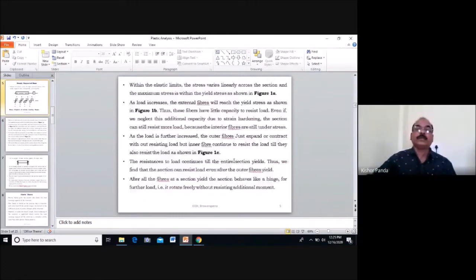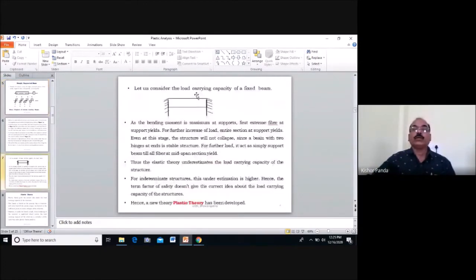So let us consider the load carrying capacity of a fixed beam. In a fixed beam, the bending moment is maximum at the support, so first the extreme fibers at the support yield. At the fixed end the yielding takes place first, because the bending moment and the stress are maximum there. For further increase of load, the entire section at the support yields.